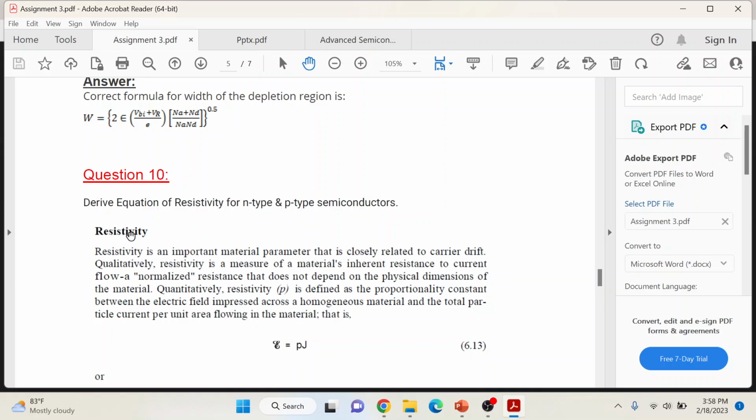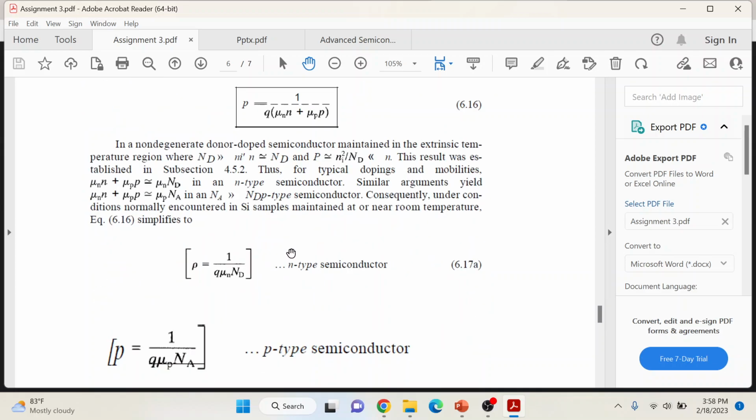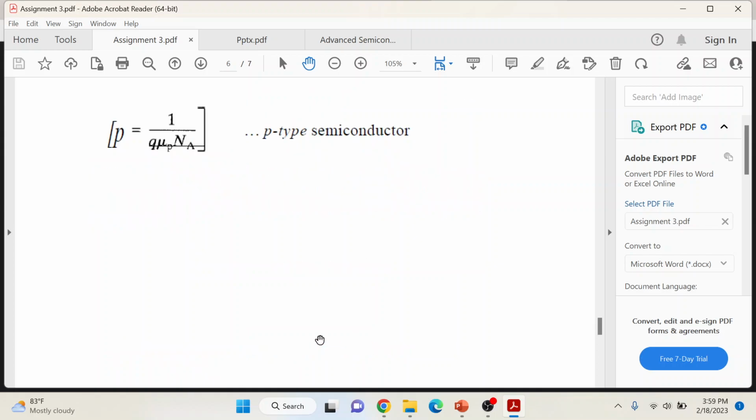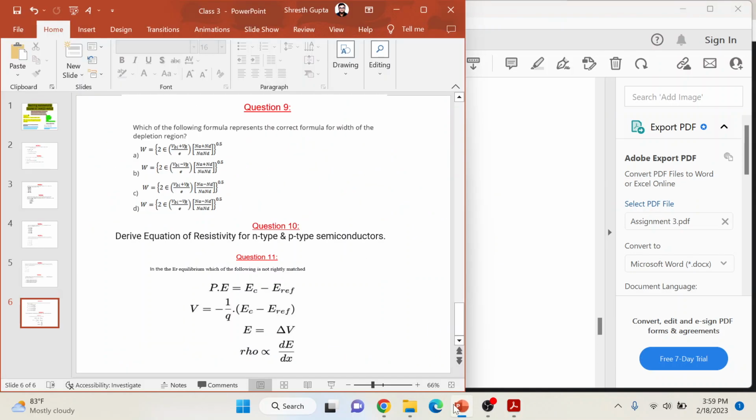I put in this question in order to tell you that the equation of resistivity for the N and P type is the same, just the nature is different, because one has a donor and one has an acceptor, one has the majority carrier as electrons and one has holes. So for the N type, rho is equal to 1 over q mu n Nd, and for the P type, rho is equal to 1 over q mu p Na. That's all.